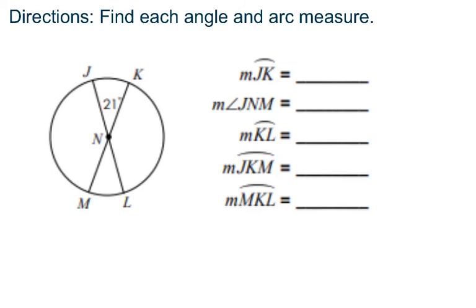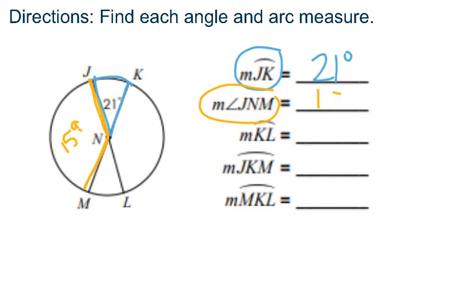All right, we're going to find the angle and the arc measures that they ask us for. So the first one, I'm going to find the measure of arc JK. It's going to be equal to that central angle, so that's 21. The next one says find the measure of angle JNM. So notice that you have a semicircle, which has to equal 180 degrees. So 180 minus 21 is 159. So this one's 159 degrees.